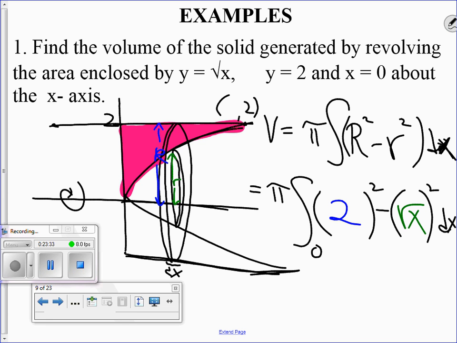How'd you get that? Oh, yeah, that was good. Yeah. Okay, and you can set y on 1, which is radical x, equal to y on the other, 2. Square both sides. You get x equals 4. So that's the point 4, 2. So limits of integration 0 to 4.